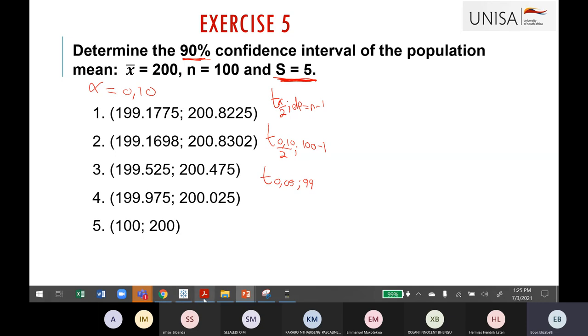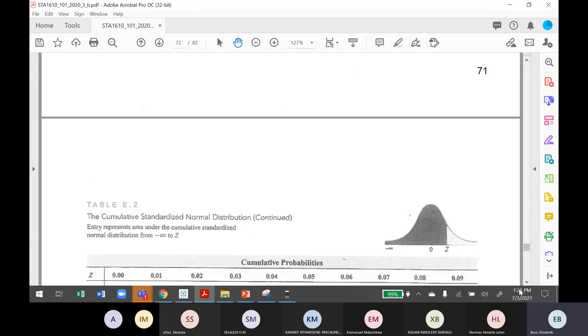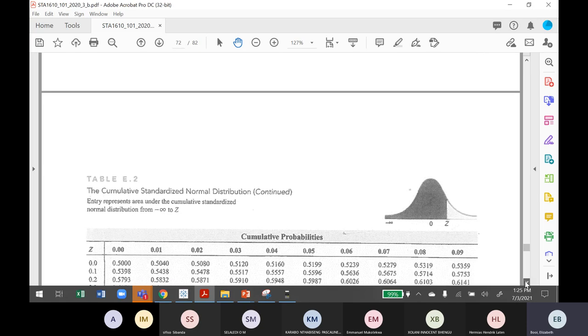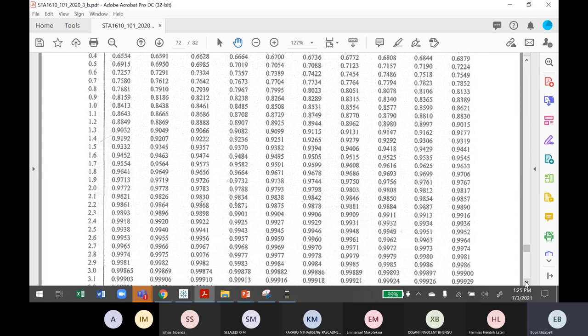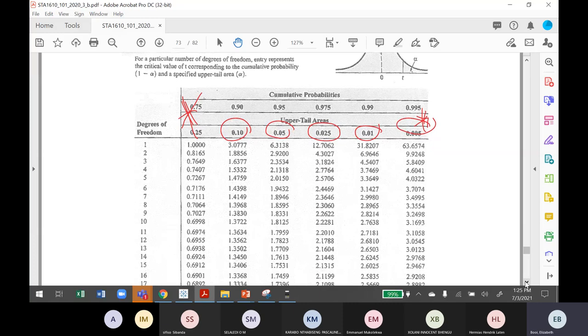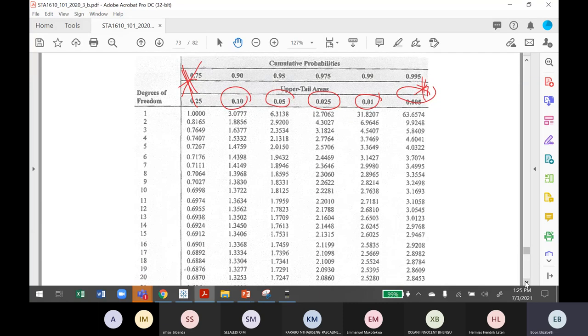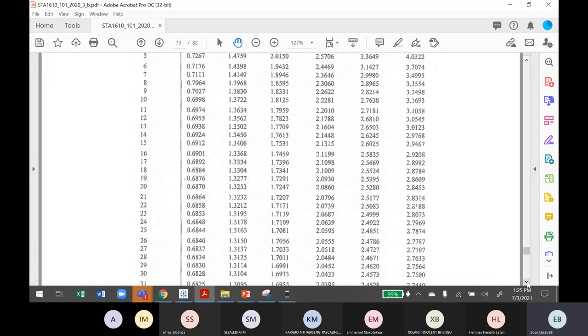So you will need to go find the critical value on the T table. I can just assist with that. Like we discussed, the T table sometimes uses 3 decimals, sometimes 2 decimals, so I think it's best to use 3 decimals. On our one, we need to look for 0.05, but our degrees of freedom should be 99, so it will be on the second page.